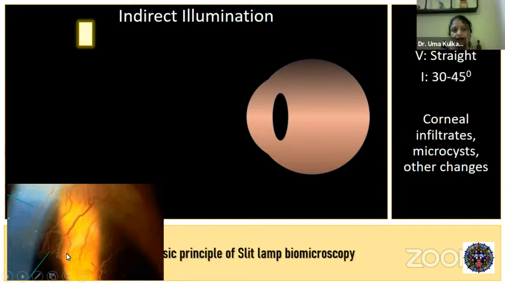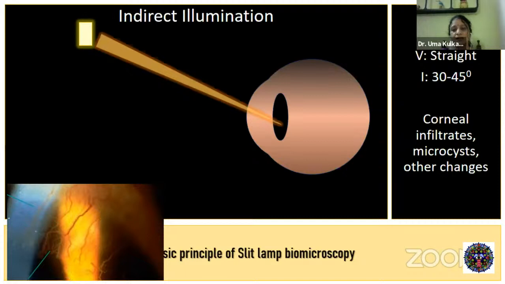So we are seeing indirect illumination here. And we can see these structures better because of the background illumination that is there. So it's useful for corneal infiltrates, for ghost vessels, for even active vessels, or microcysts and other changes in the cornea. So very useful method of examination. So how do we do that?